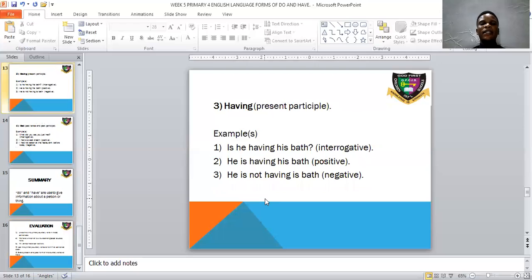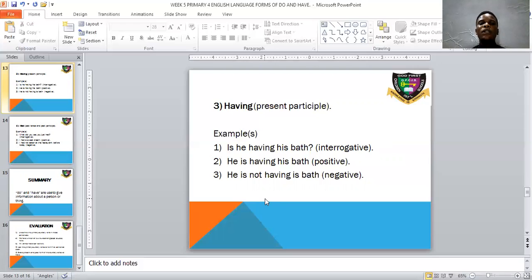Now let's move to the third form of have. The third form of have is having. Having, that's present participle. Now the examples under having, the first one is saying, is he having his bath? If you're asking me if I'm having my bath, it's a question, isn't it? Now that is interrogative in nature, and it's something that is probably happening currently. So that's why I say, is he having his bath?